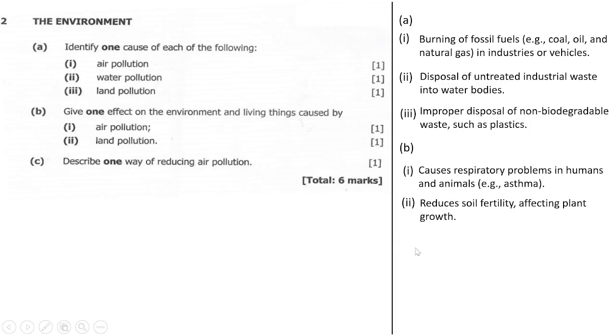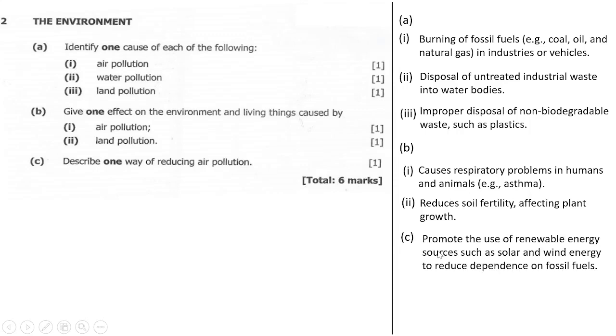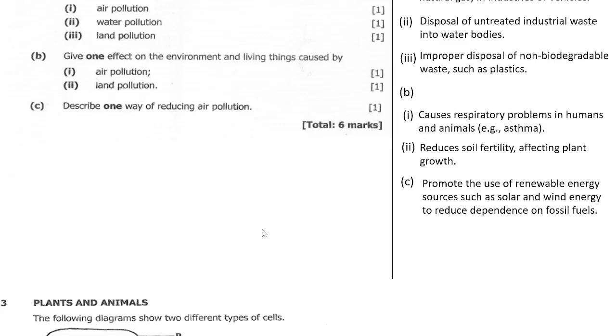Okay. Then we go to C, which says describe one way of reducing air pollution. We are saying promote the use of renewable energy sources such as solar and wind energy to reduce dependency on fossil fuels. Okay, so let's move to the next question.